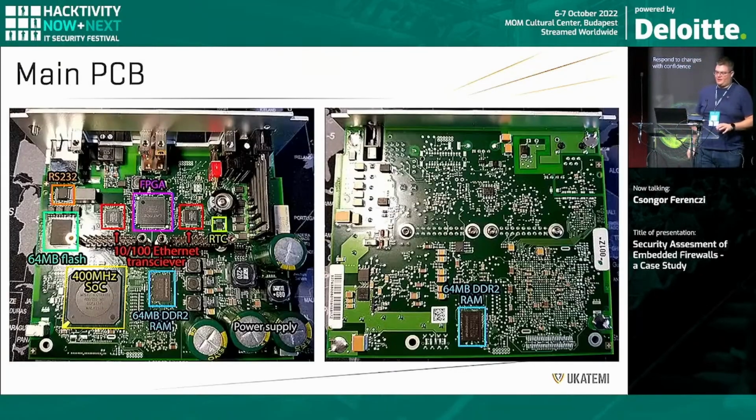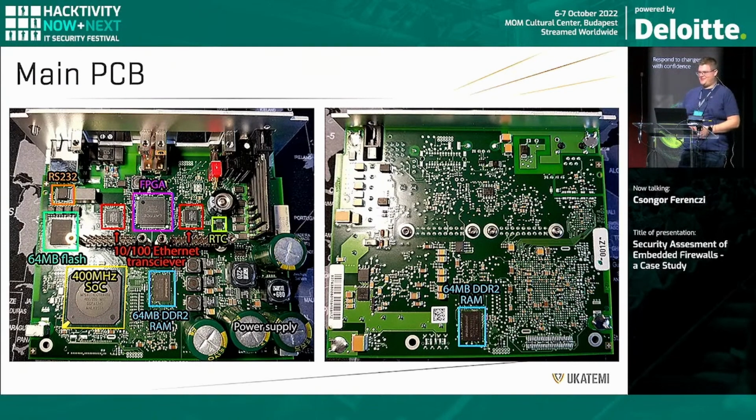The main board has several chips installed, including a system on a chip, 2 RAM chips, a flash chip, 2 Ethernet transceivers, a serial transceiver, and an FPGA. The FPGA is kind of weird to see because it's usually a costly component, but in this case they use it to physically disconnect the USB port from the CPU.